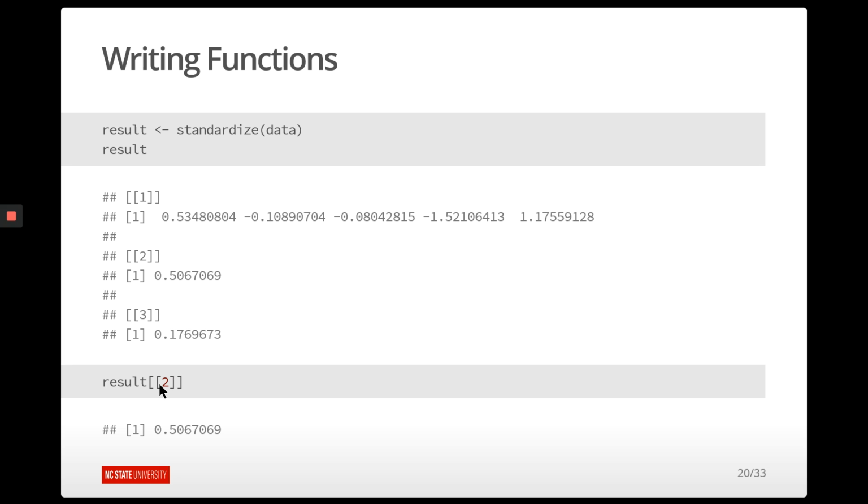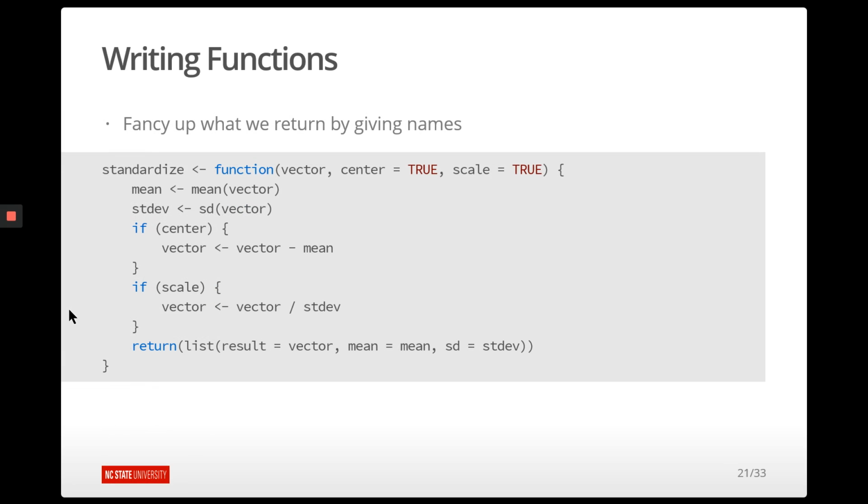This bracket bracket notation is not pleasing to the eye, and it's not very informative to return these things to your user. So what you probably want to do is fancy up what you're returning by giving it names. We've talked about having a named list. Well, we name the list by just putting the names that we want for the things on the left. So now I'm going to return a list of three things, but the first thing is going to be called result, the second thing mean, and the third thing SD.